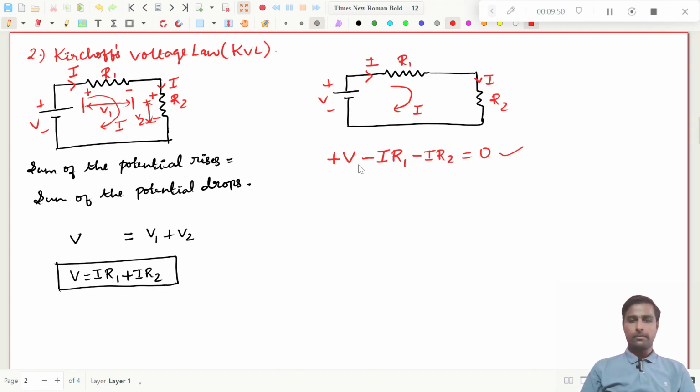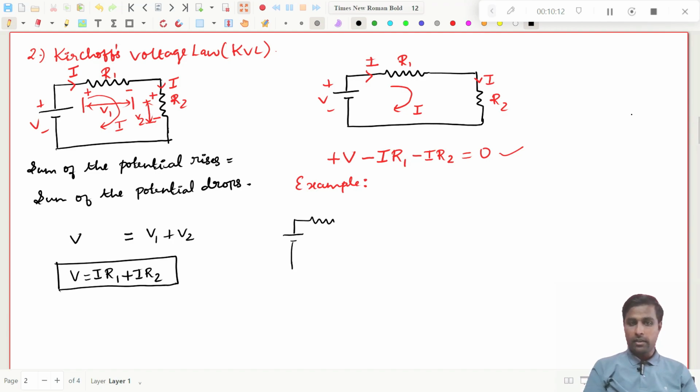So you try to understand that one very clearly. Fine. Right, now we will take a numerical example so that you can easily understand. Example, let us take any circuit with two loops.